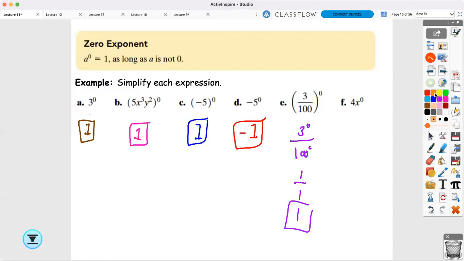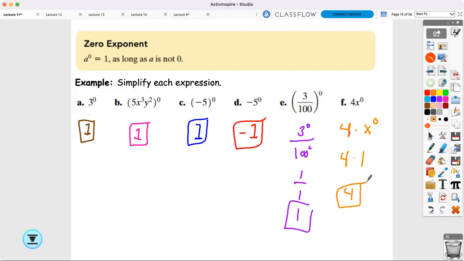Now for F, last but not least, guys, which one has a 0 exponent? Is it the X, is it the 4, or is it both 4X? It's just the X. So it's going to be 4 times X to the 0, which is 4 times 1, which simplifies to the value of 4. Now, 0 exponents are quite easy.